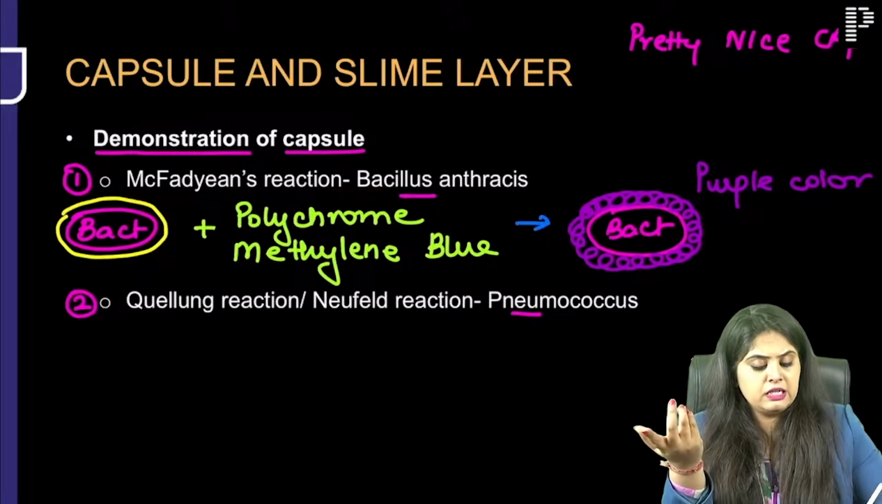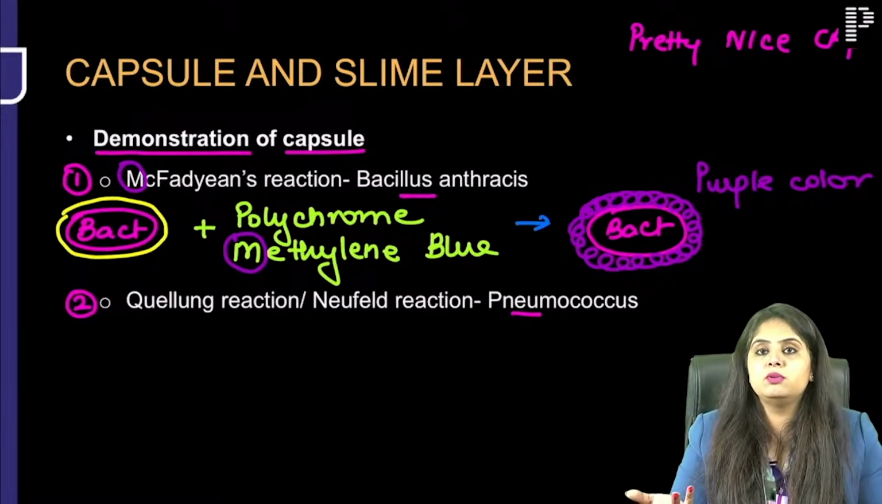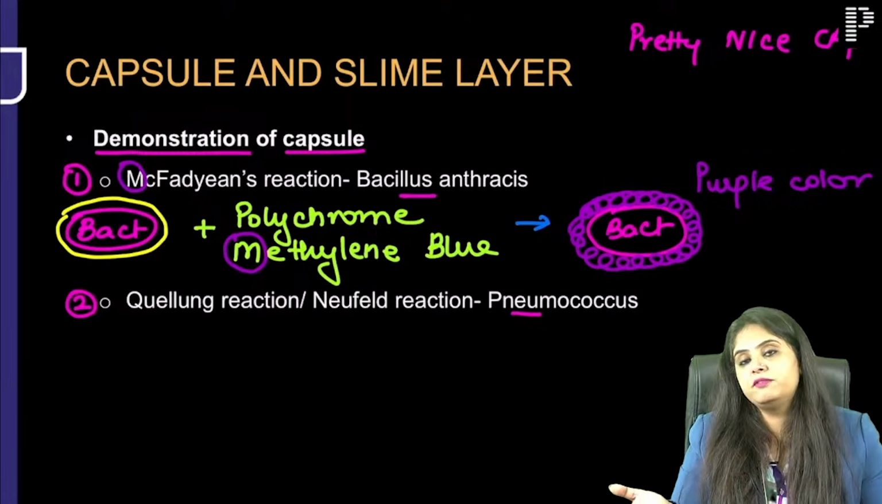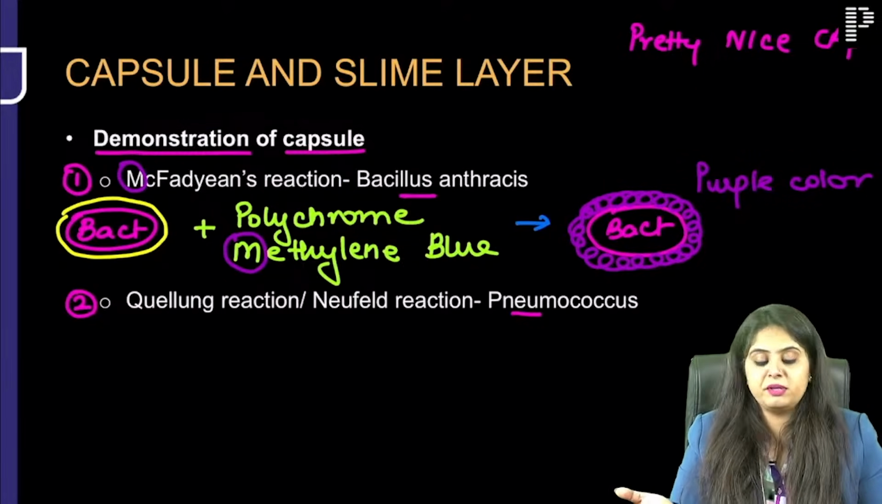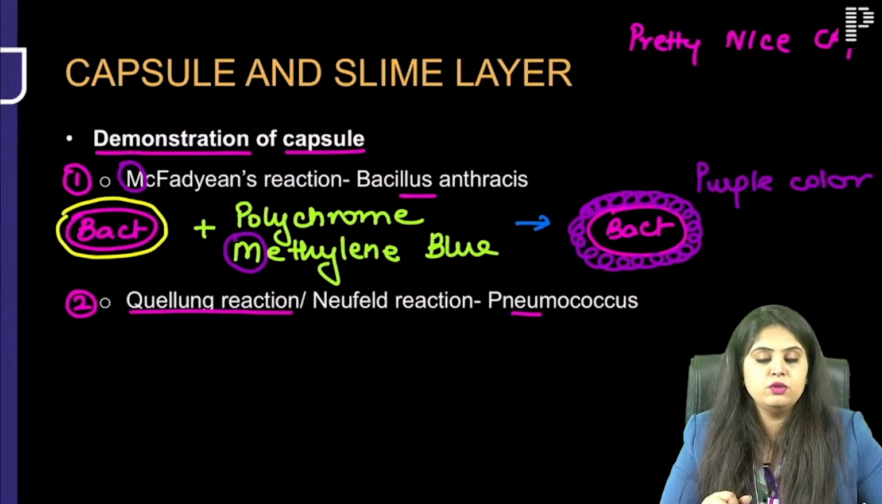How have I learnt it? M for Macfadyen reaction. What is the stain that you have to add? Methylene blue. In Macfadyen reaction, repeat with me, what color do I add? Methylene blue. If you get a purple color, this means capsule is present. What is the second test that you do? Quellung reaction or Neufeld reaction.